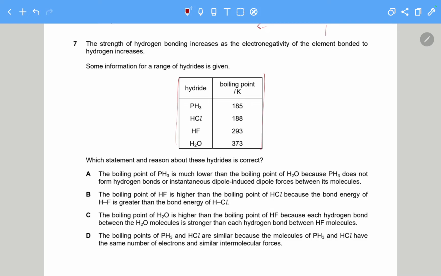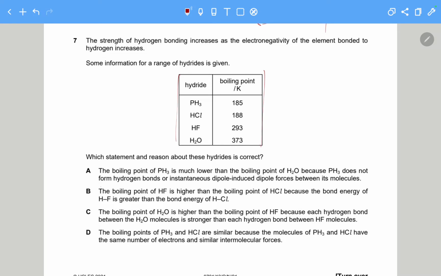So while the first part of the statement is correct, that it does not form hydrogen bonds, phosphorus is not that polar that it will allow hydrogen bonds to form, there are instantaneous induced dipole forces between the molecules. There are always ID forces present in these molecules. Polar, non-polar, whatever it is, they will always be present. So this cannot be the answer.